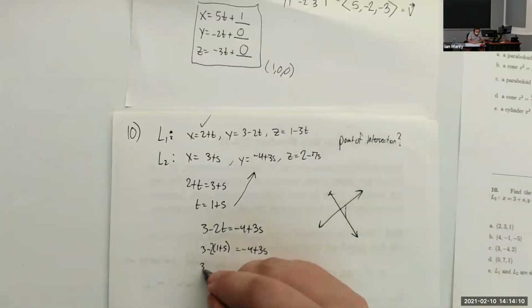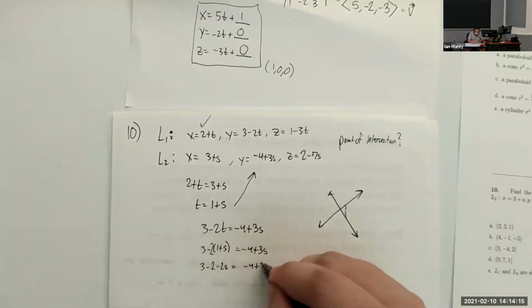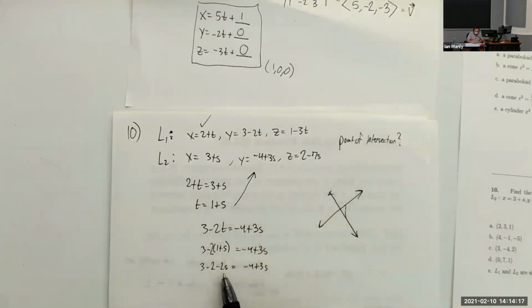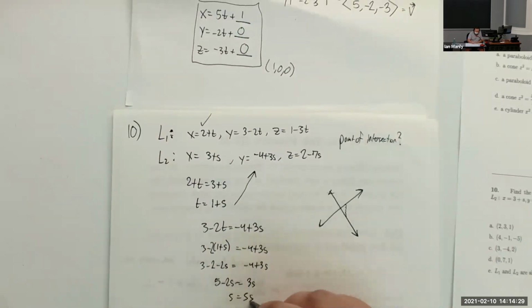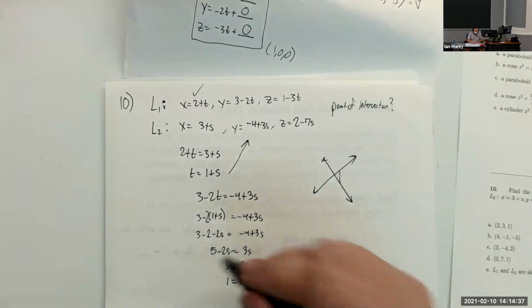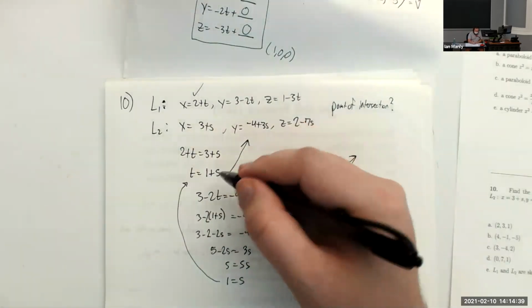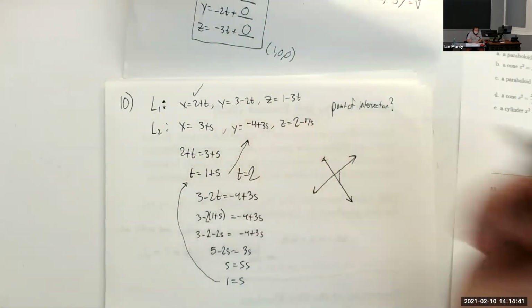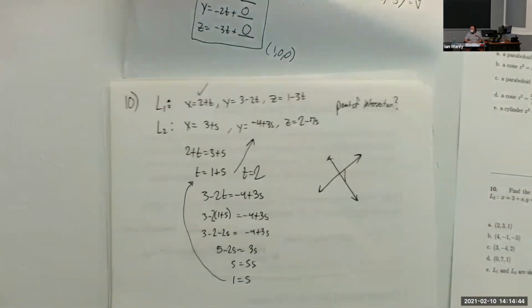Now I'm going to distribute the -2, and then we have a nice little algebra equation for s. So 3 minus 2 is 1, and I'm going to add 4 over here to make 5. Then I'm going to add 2s over here to make 5s. So it turns out that the place where these lines intersect needs to happen at s equals 1. And consequently, t is going to have to be 2, because t is 1 plus whatever s is.